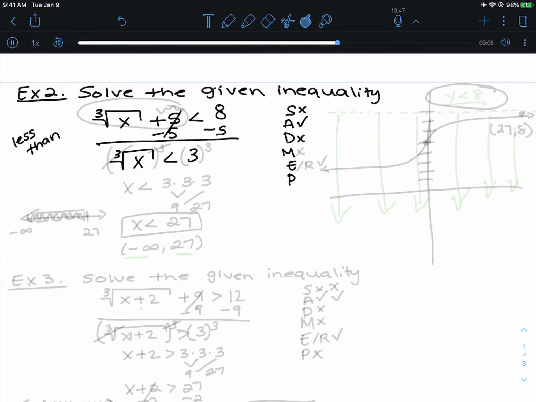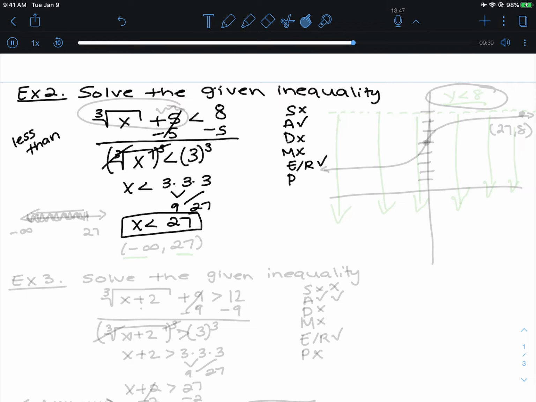Do I have division? No. Multiplication? No. Exponent or radical? Yes. So I'm going to go ahead and raise this to the power of 3. These two cancel out. x is going to be less than 3 times 3 times 3, which means 3 times 3 is 9, times 3 is 27. So I want x values that are less than 27, and that right there should be my answer.